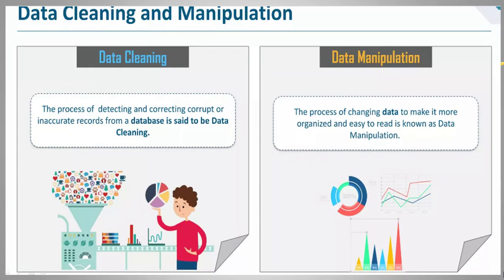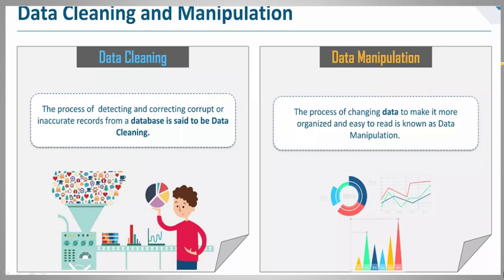Data cleaning and manipulation. Data cleaning means the process of detecting and correcting corrupt or inaccurate records from a database. Here you detect which data is corrupt or inaccurate, and according to that you clean your data. The next is data manipulation. The process of changing data to make it more organized and easy to read is known as data manipulation.